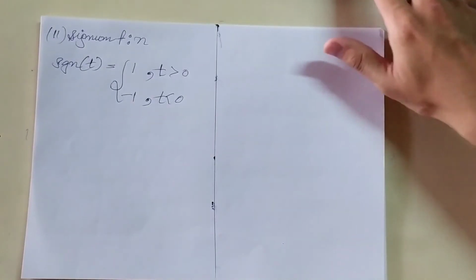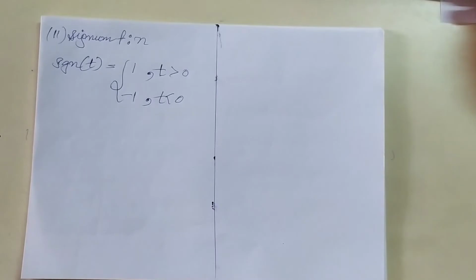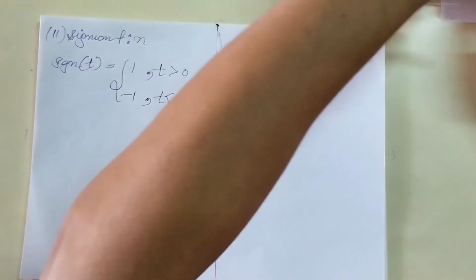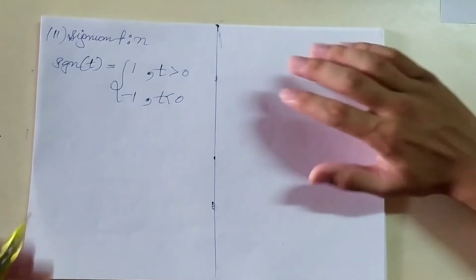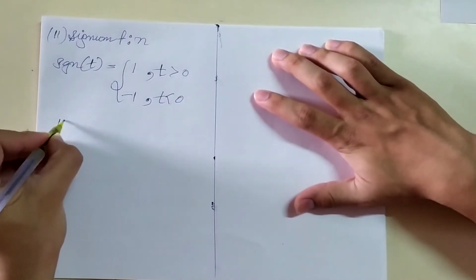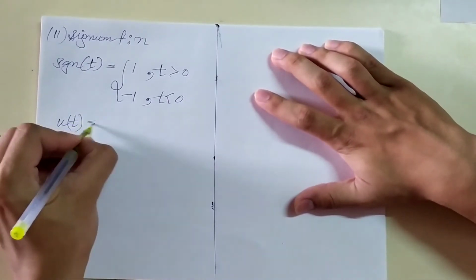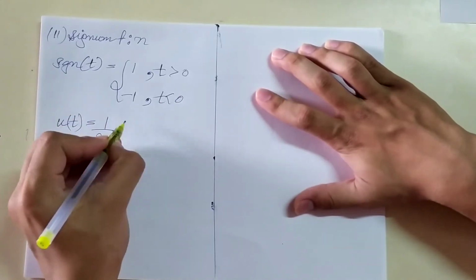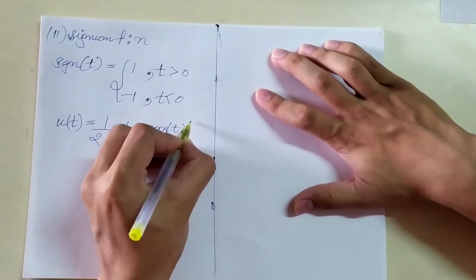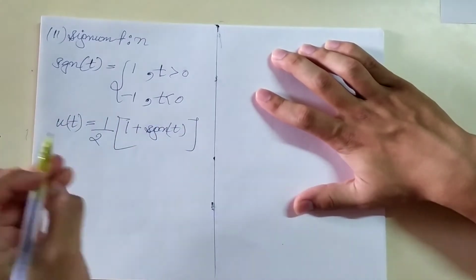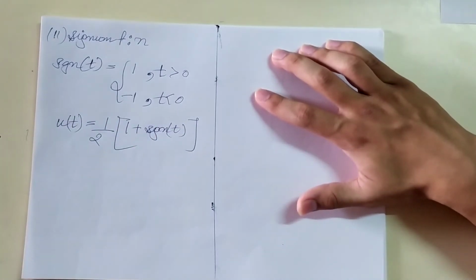Now we will discuss the relation between the step function, that is unit step function ut, and the signum function. So ut is basically equal to 1 by 2 into 1 plus signum t, where ut is the unit step function which we have already discussed previously.